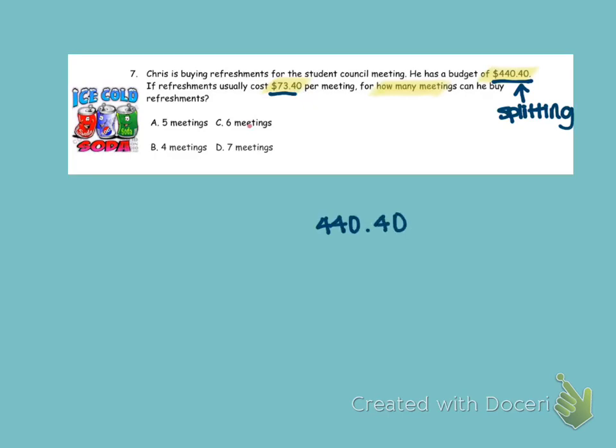$440.40. And we are splitting that up by $73.40. So remember, when we divide by decimals, we want to make this a whole number. So I want you to push pause and try to move the decimal by yourself and then press play when you think you have your answer.